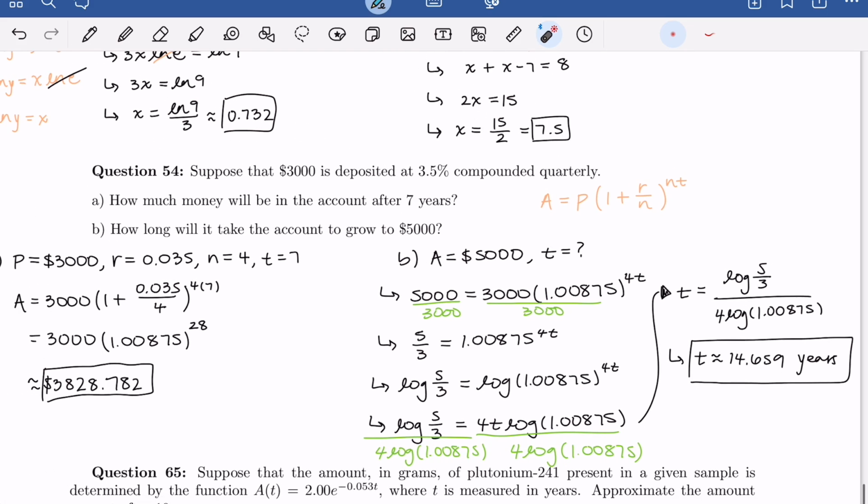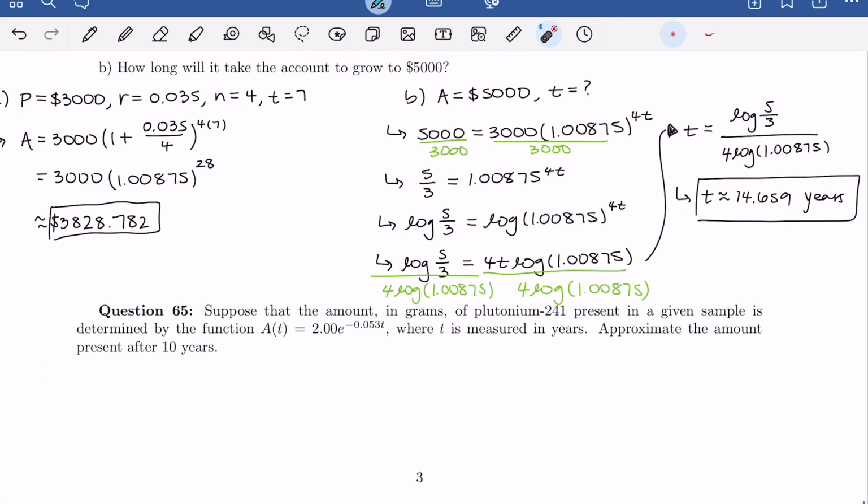All right, so for the last question in this section here, we're again working with an application problem. So suppose that the amount in grams of plutonium-241 present in a given sample is determined by this function here. So T is going to be measured in years, and what we want to do is approximate the amount present after 10 years. So this is an example of exponential decay. So the amount is decaying at an exponential rate. So we want to figure out the amount present after 10 years. So T is going to be equal to 10.